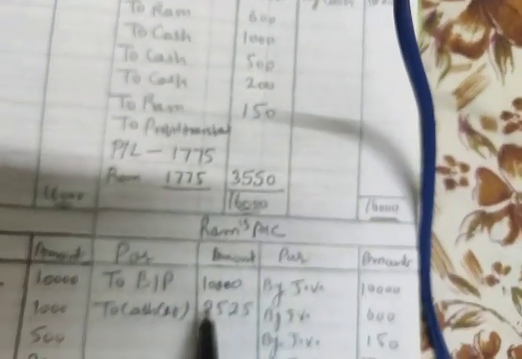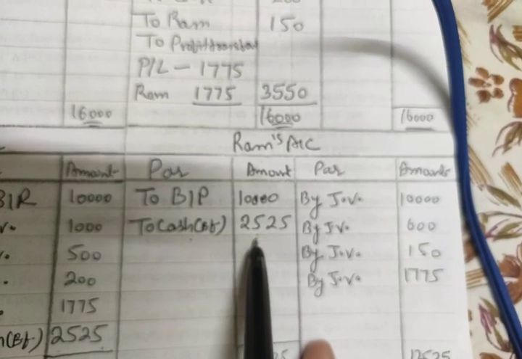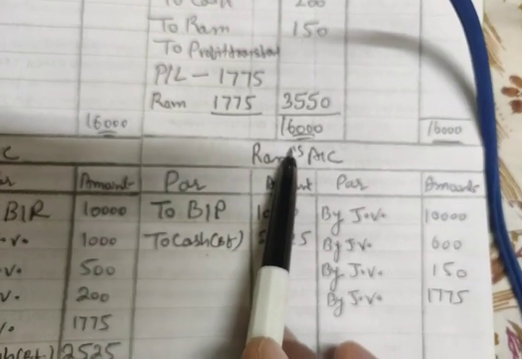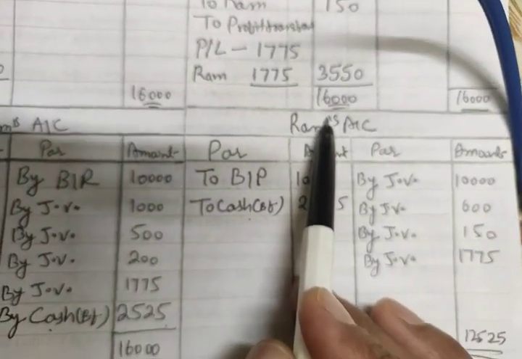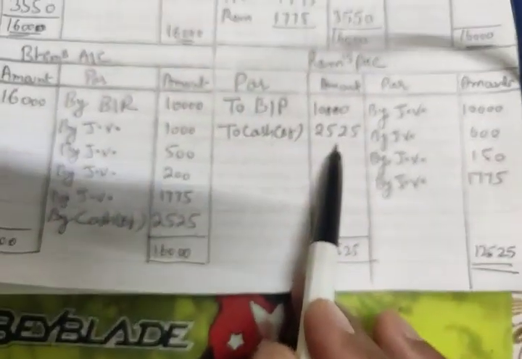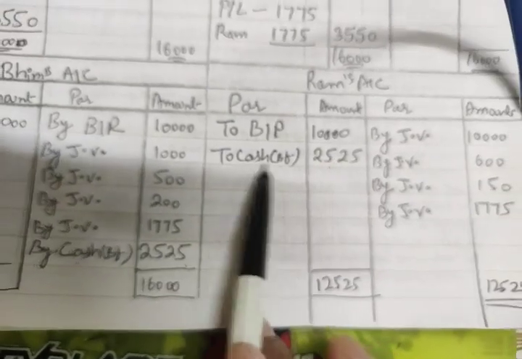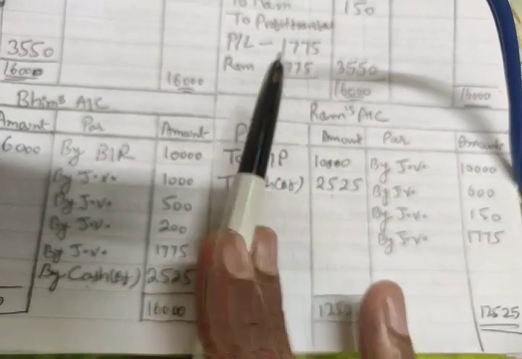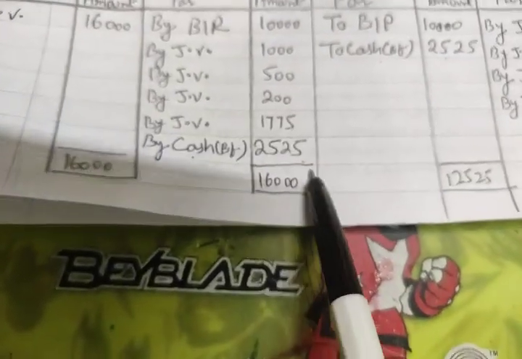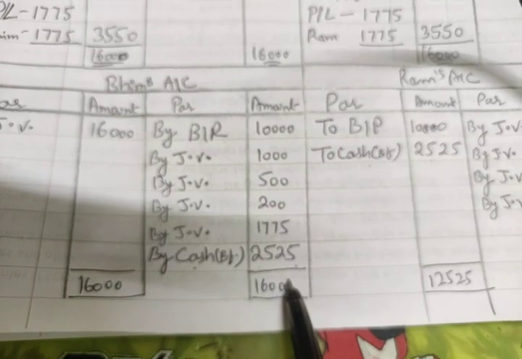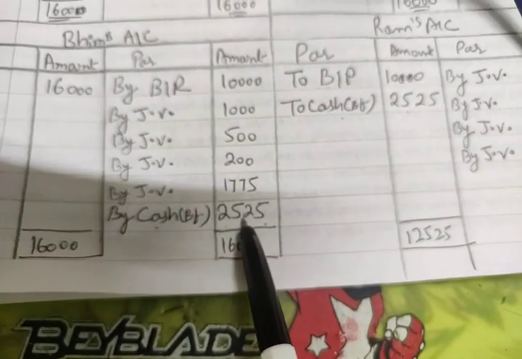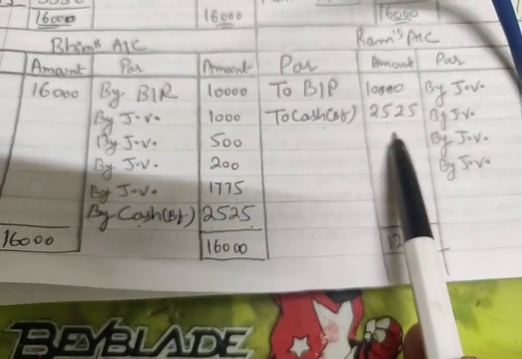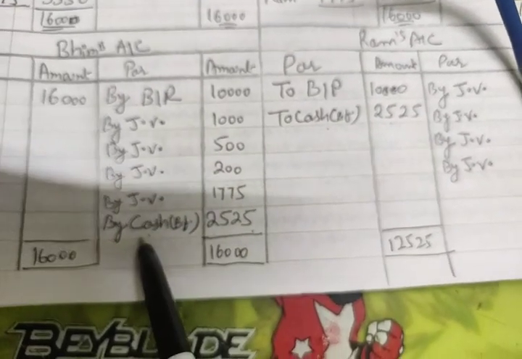Bhim is supposed to pay rupees 2,525 to Ram. Okay, and we have to check whether the solution is correct or not. The cash balancing figure we got on the debit side in Ram's account in the books of Bhim, the same amount we are supposed to get in Bhim's account in the books of Ram on the credit side. So if you check, we have the same amount, 25. Okay, that means the solution was correct.